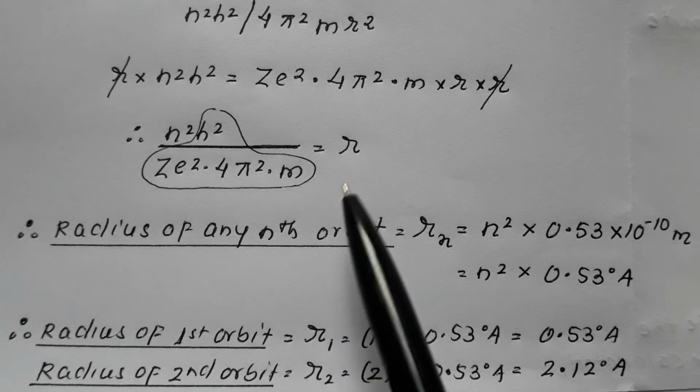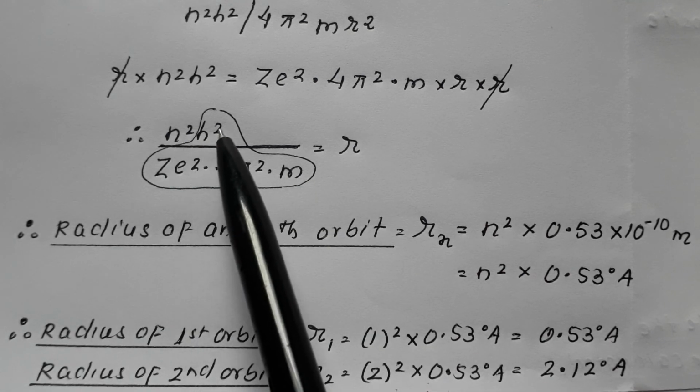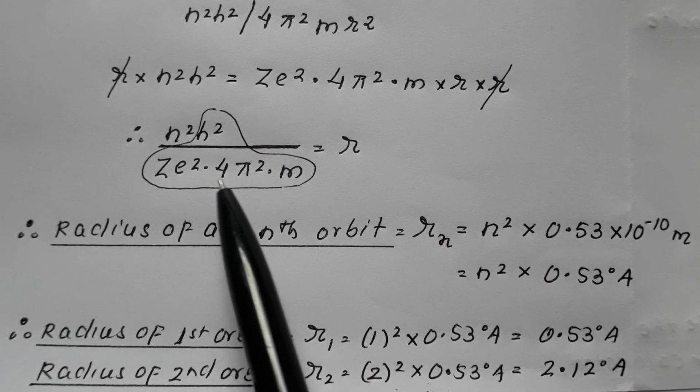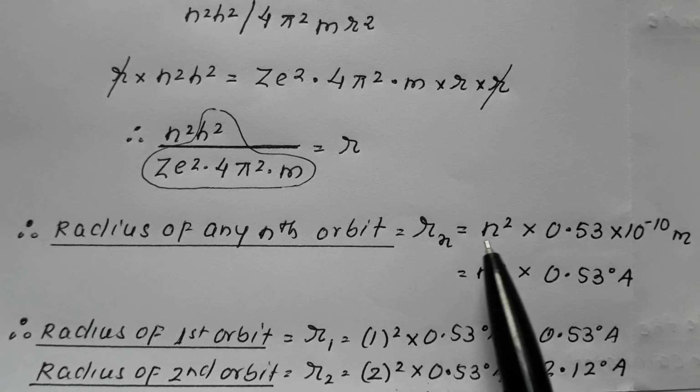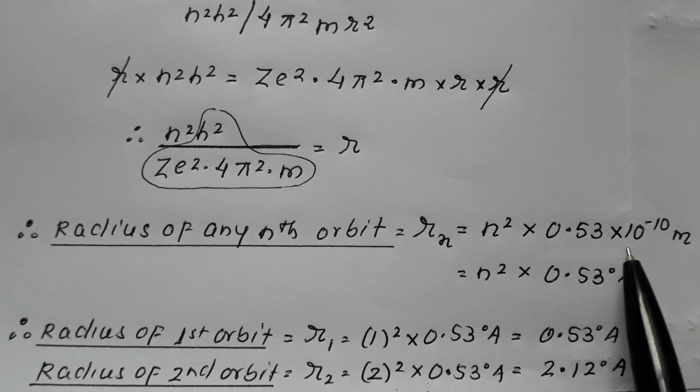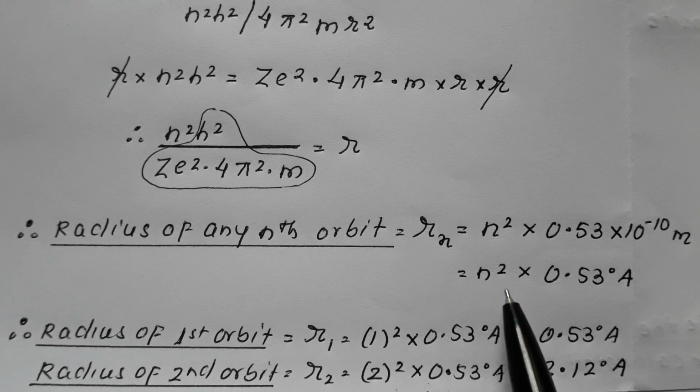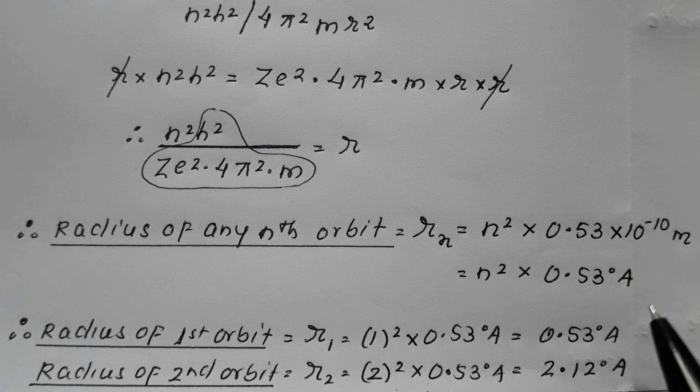So the formula to calculate the radius of an orbit is n square into h square upon ze square into 4 pi square into m. This value is a constant. Therefore we can say that the radius of an orbit is n square into 0.53 into 10 raised to minus 10 meters, or n square into 0.53 Angstrom, and this way we can calculate the radius of the first orbit, second orbit, third orbit, and so on. Based on the value, the radius of the first orbit is least, that of the second orbit is bigger, and so on. That is, as we move away from the nucleus, the size of the orbit increases.